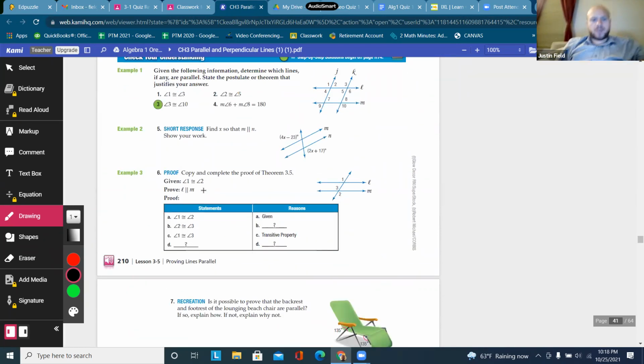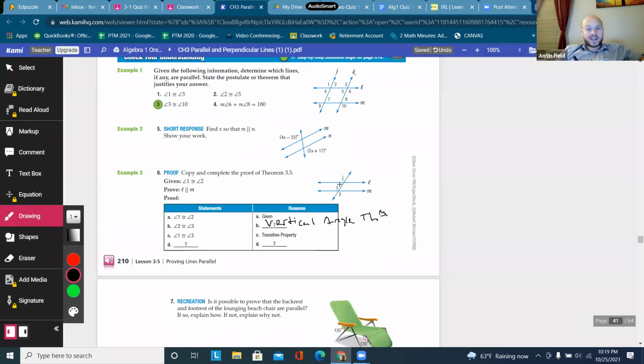So we want to prove that L is parallel to M here. And we have the information that 1 is congruent to 2, so that is given. But also we could say 2 is congruent to 3. Do you know why? Because they're vertical angles. So that is the vertical angle theorem. 1 is congruent to 3 because of the transitive property. Do you remember the transitive property? 1 is congruent to 2, 2 is congruent to 3, so 1 is congruent to 3.